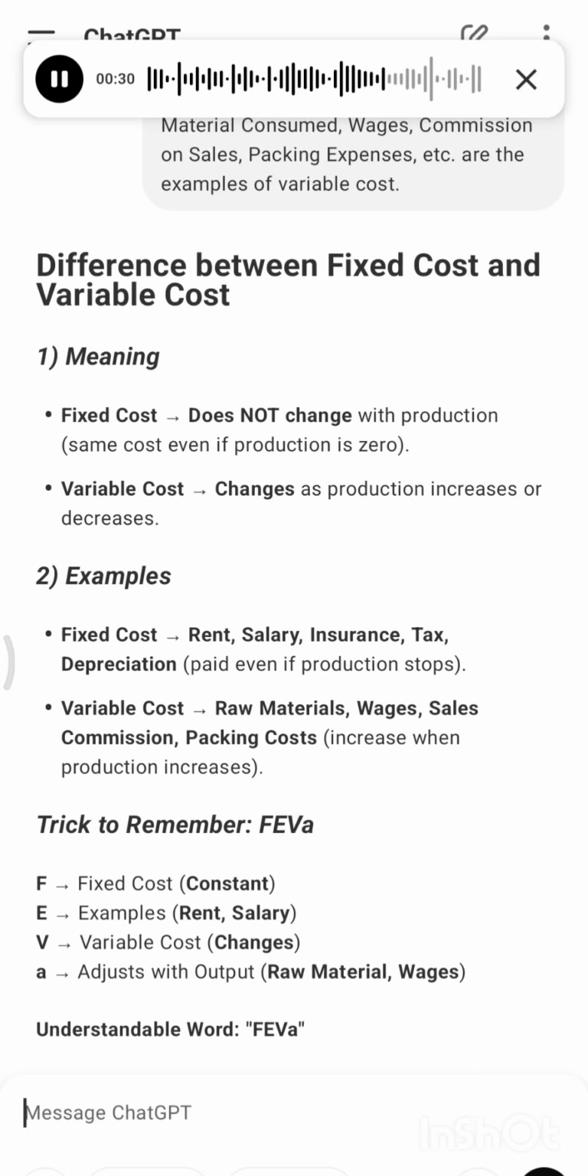Trick to remember: F: fixed cost. E: examples, rent, salary. V: variable cost changes. A: adjusts without raw materials.